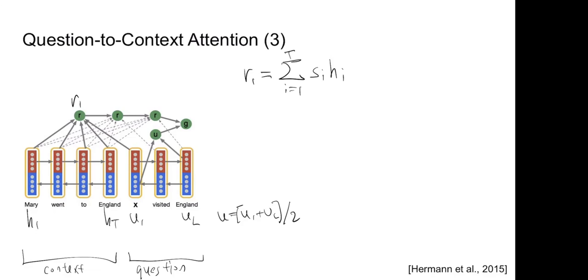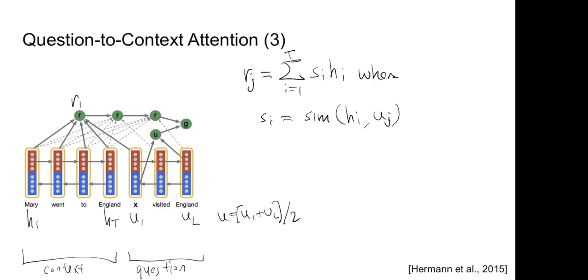So we're doing some sort of a dynamic averaging of the context, where SI is basically computed by computing similarity between each HI and the current query, the question word vector, which is U1. Or to make this more general, we can just use J instead of 1, right? Because we're just talking about an arbitrary J on the query side. So I'll just do that. So of course then R1 will be using the U1.